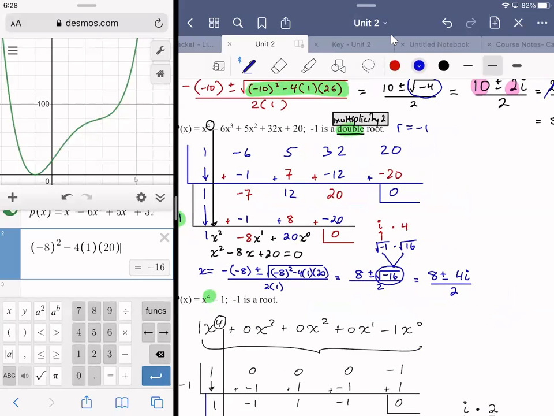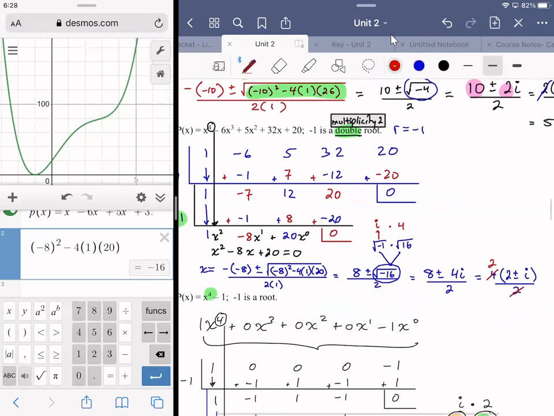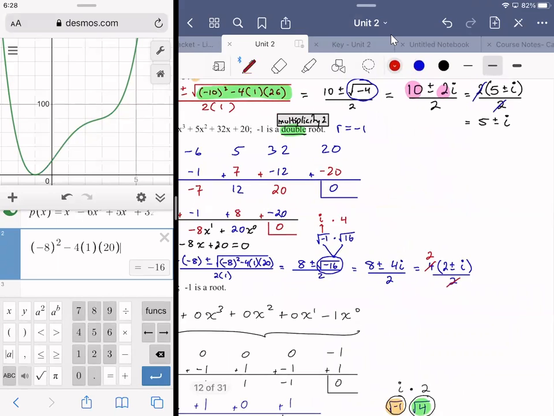On the top of the fraction, I have a GCF. You can pull out a 4: 2 plus or minus i. On the bottom, I have a 2. 2 goes into 4 twice. So I could say as a final answer here, because we needed 4 roots, they gave us 2. We just came up with the other 2.